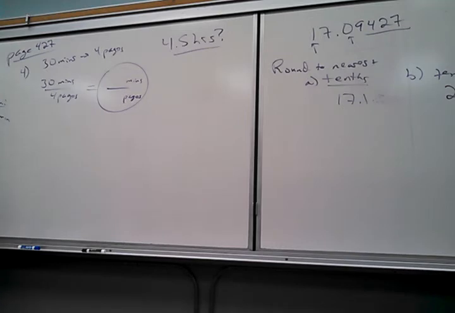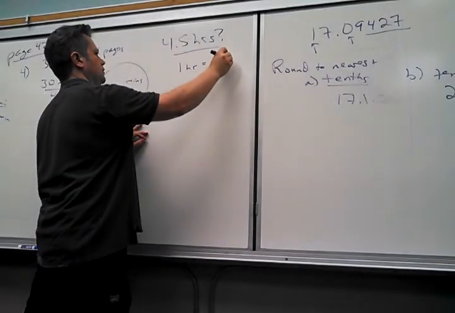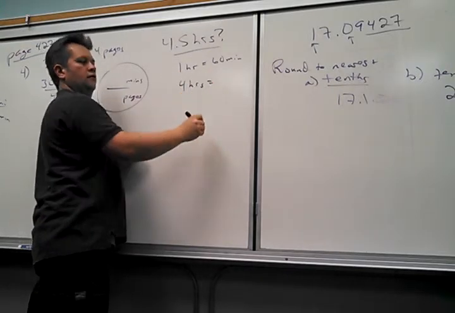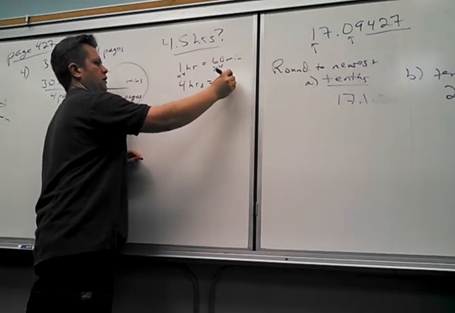So 4.5 hours, how do you tell how many minutes that has? 60 times 4, and then add 30. Yeah, since every hour has 60 minutes. 60 times 4, and add 30. 4 hours would have 240 minutes. Then add 30.